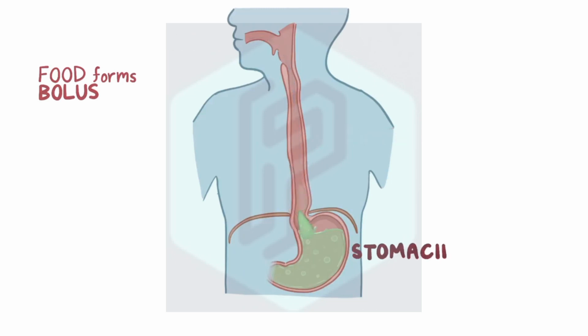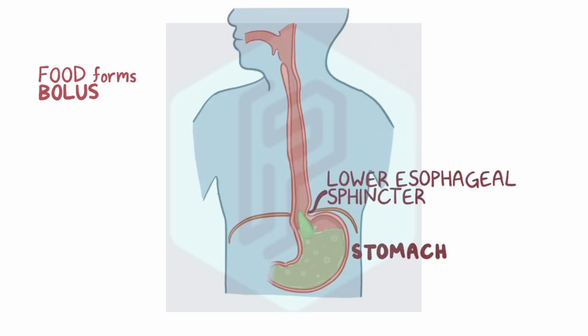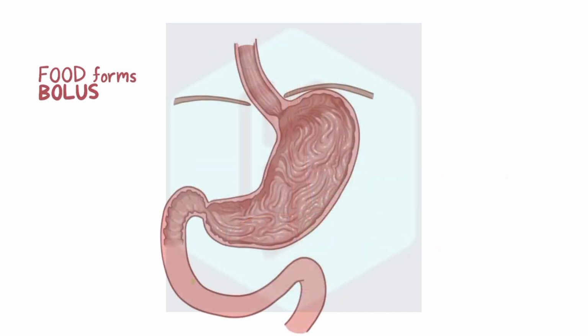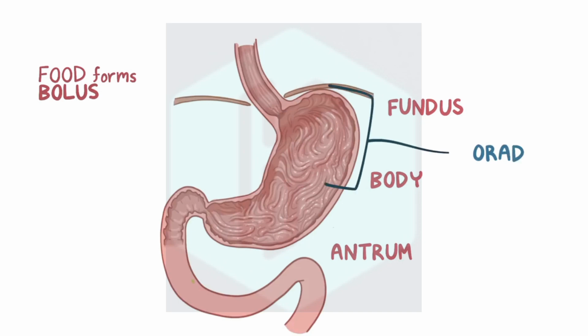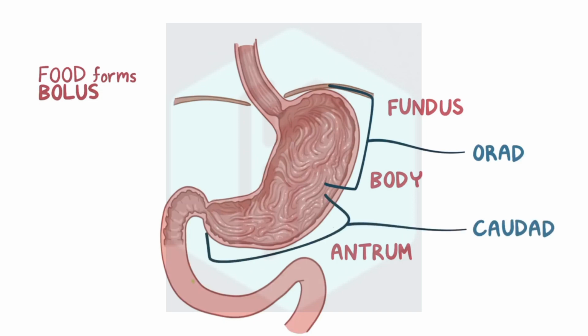Next, it enters the stomach through the lower esophageal sphincter, which is a ring of muscles surrounding an opening. The stomach has three main parts: the fundus, the body, and the antrum. The body is further divided into a proximal portion and a distal portion. The fundus and proximal body make up the orad region, or top half of the stomach. The distal body and the antrum make up the caudad region, or bottom half of the stomach.